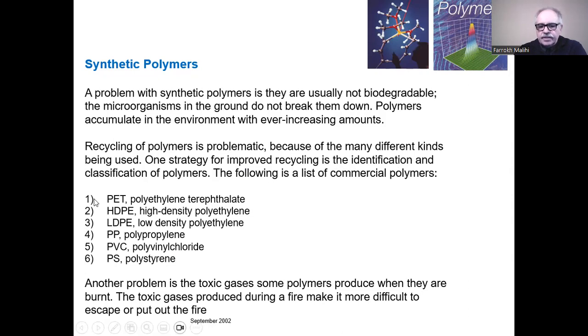There are at least 6 categories. One is polyethylene terephthalate that are used in bottles for beverages and some personal care products. High density and low density polyethylene that are used in bottles and packaging and films. Polypropylene used also in packaging, polyvinyl chloride, and polystyrene. All of these are used as building materials, in packaging, and other applications.